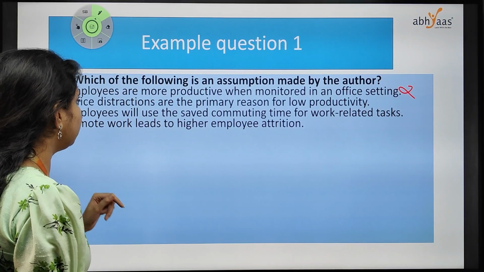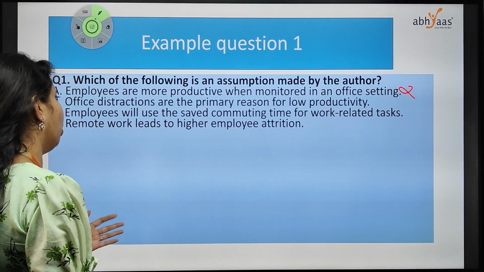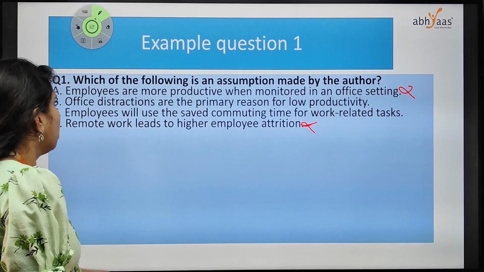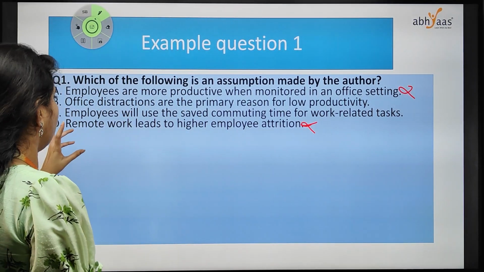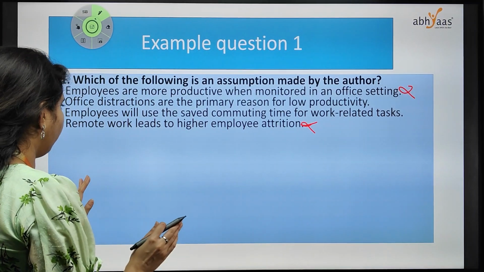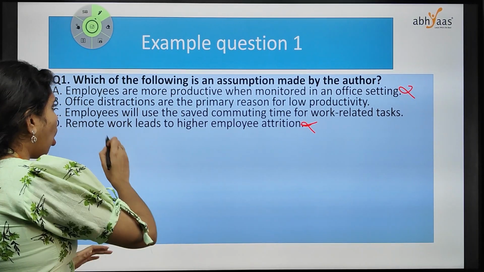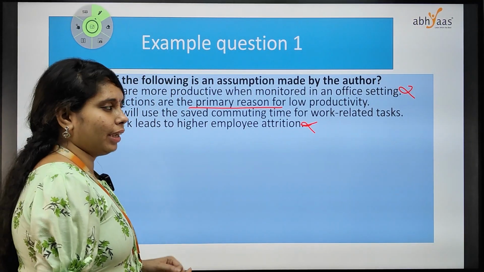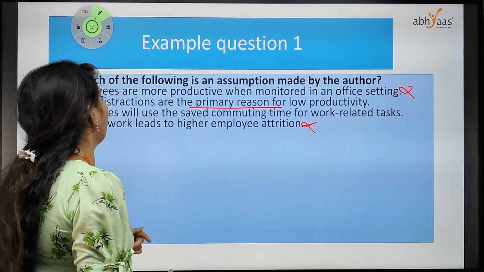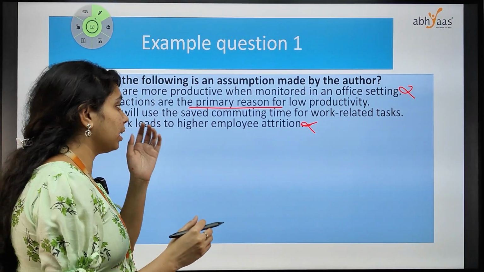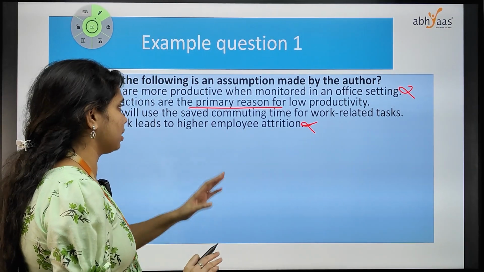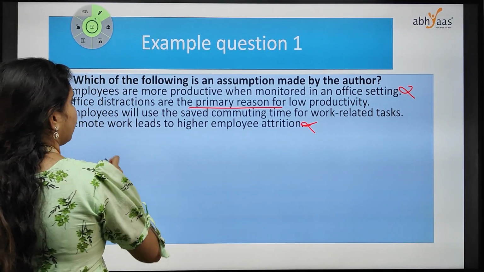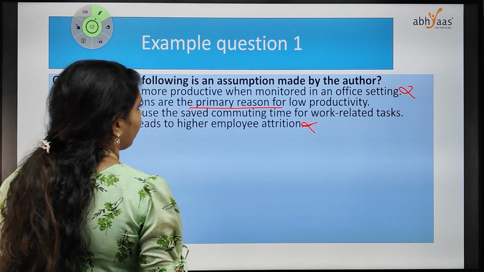Remote work leads to higher employee attrition. No, there is nothing like that. It is an irrelevant option. Okay, so B and C do seem to be very close, but look at the sentence here. Office distractions are the primary reason. That is not mentioned. It's an extreme statement, so don't go with it. Whenever you find it is extreme, in the passage it has been given that commuting and other disturbances and other distractions in the office, right? So option C should be the answer because it's not extreme like B.